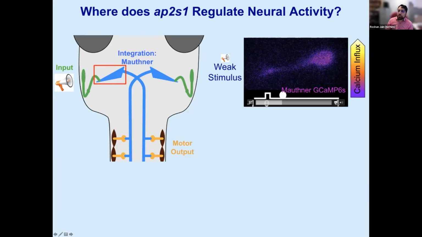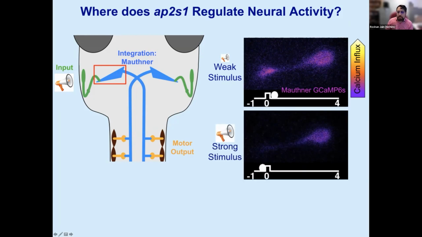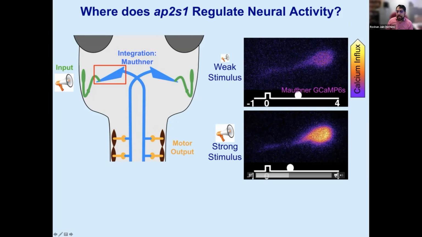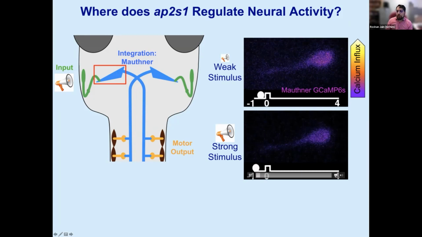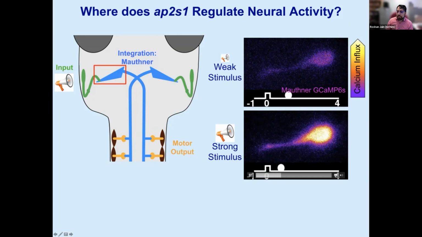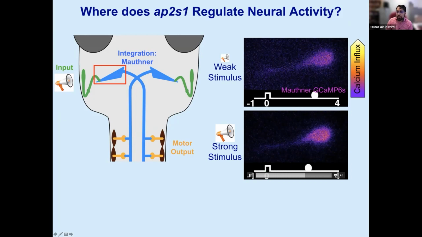But that's not sufficient to evoke an action potential in this neuron. We don't see the soma lighting up here. And those weak stimuli then are typically not evoking fast startle behaviors. They're evoking slow startles that are independent of the Meissner neuron. Whereas if we give those fish a strong stimulus, what we find is we see that influx in the lateral dendrite, and that now is sufficient to evoke calcium influx throughout the cell body and evoke that fast startle behavior.